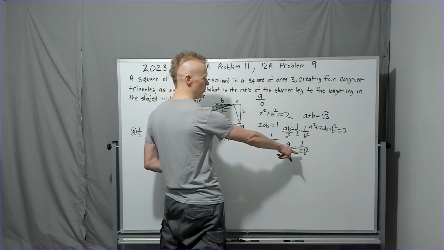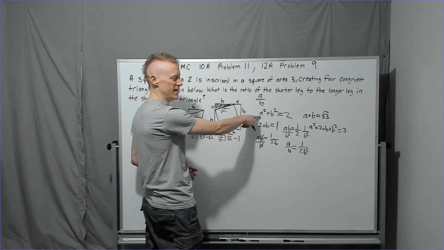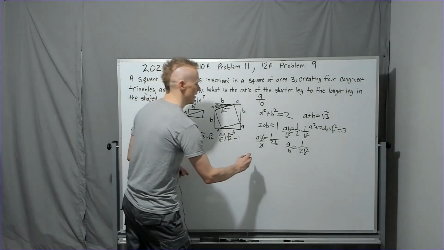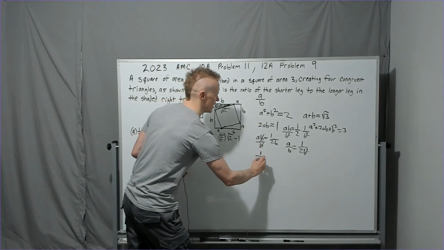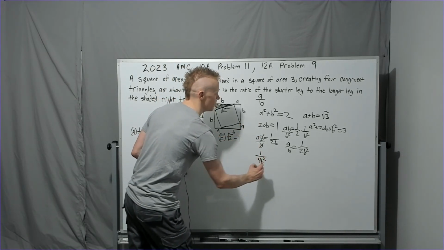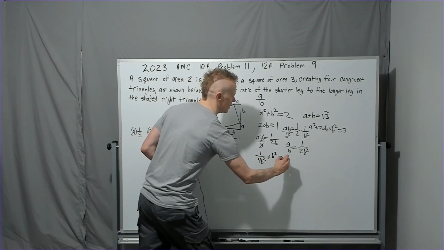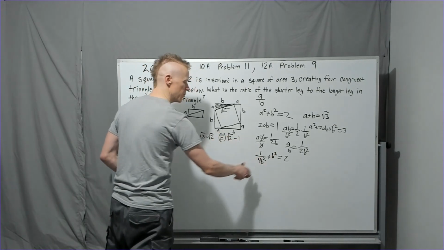Because we're looking for b squared, I think it might go better in here, because then I'll have b squareds running around. Let's see what we got. If I plug 1 over 2b here, you're going to get 1 over 4b squared plus b squared is going to equal 2. Now I'm going to immediately multiply by 4b squared.